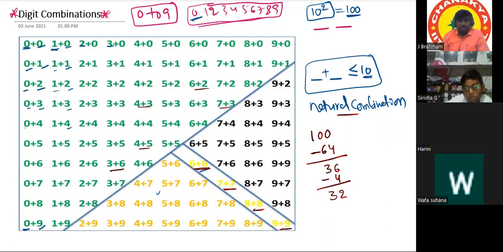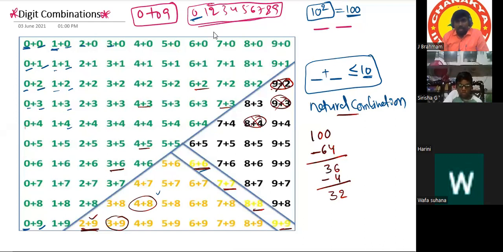In these 32 combinations also, see here, we don't need to consider this 9 plus 2 because 2 plus 9 is already considered. Yes or no? 2 plus 9 and 9 plus 2 both will result in the same value. That's why we don't need to consider twice. So 9 plus 2 we can ignore by considering 2 plus 9. 3 plus 9 we can consider, 9 plus 3 we can ignore. In the same way, 4 plus 8 we can consider, 8 plus 4 we can ignore. Right? So this black colored portion we can ignore because they are repeated combinations only.